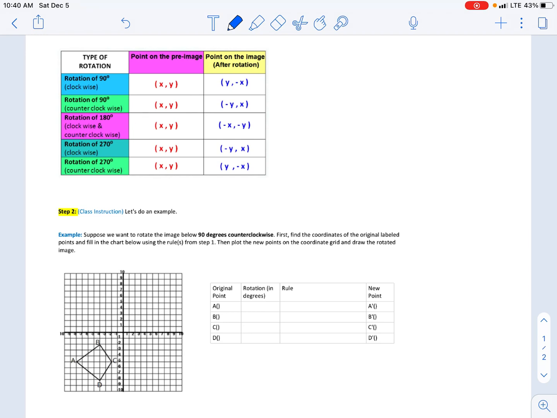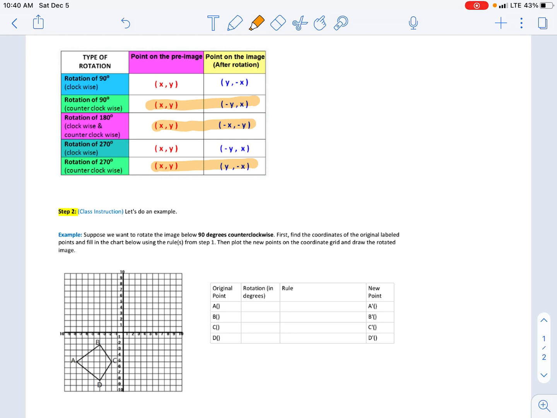So I'll have the same chart here that you can see. Mainly we're just going to be focusing on counterclockwise. These are the rules that we're going to be focusing on today. I'm just going to highlight them in orange. If I want to go counterclockwise 90 degrees, we're going to use this. If I want to go counterclockwise 180, we're going to use this. And if I want to go counterclockwise 270 degrees, we're going to use this.